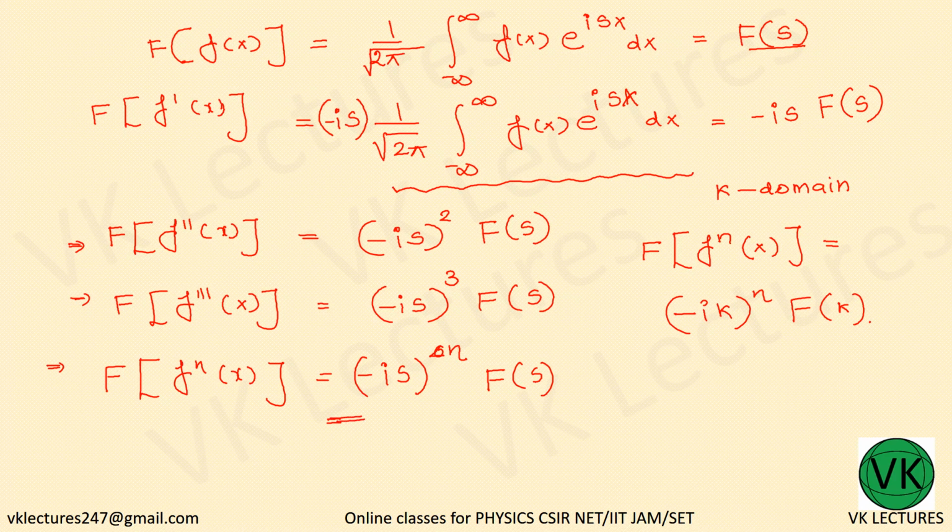For the derivative, you have to take minus i into whichever is the domain. Here, if it is s domain, minus is all to the power of whatever is the order of the derivative. If it is 1, we put 1; if it is 2, we put 2. So in general we can write like this: the Fourier transform of the nth derivative of the function f of x equals minus is to the power n into F of s.